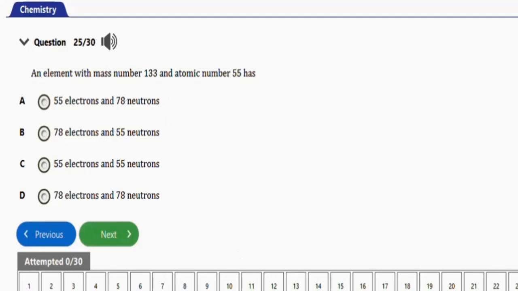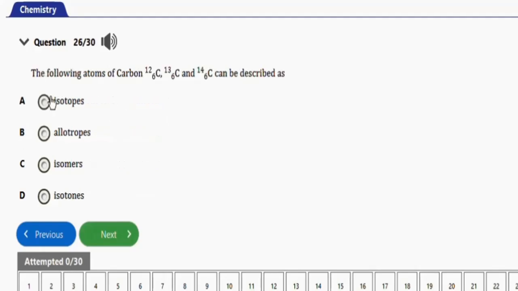The next question will be this one. It says the following atoms of carbon can be described as, so this is isotopes. Isotopes are atoms that have the same atomic number or proton number but different mass numbers. The next question will be this one.